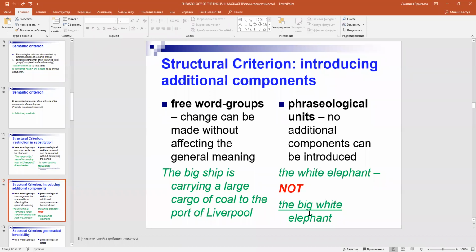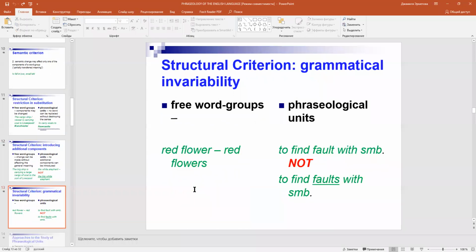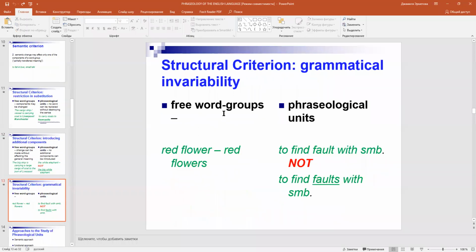White elephant berishimiz shart va boshqa yo'l yo'q. Structurally, free word groups can use both singular or plural, but in phraseological units, we cannot change. We may not add singularity or plurality.